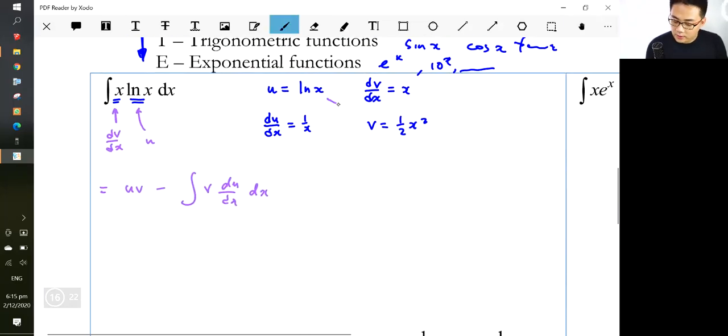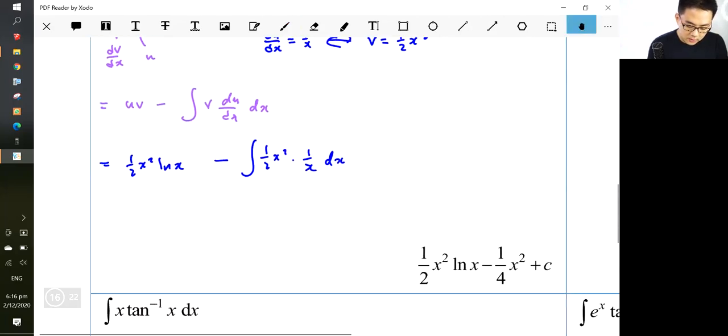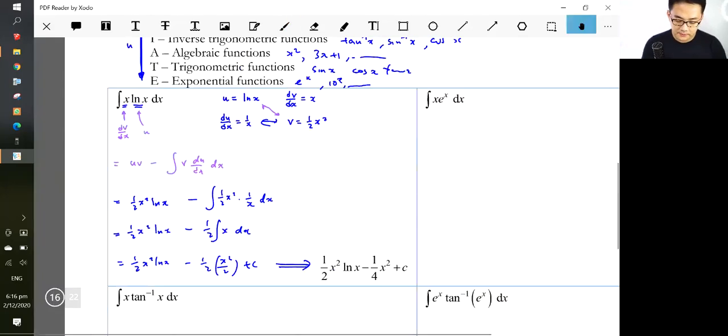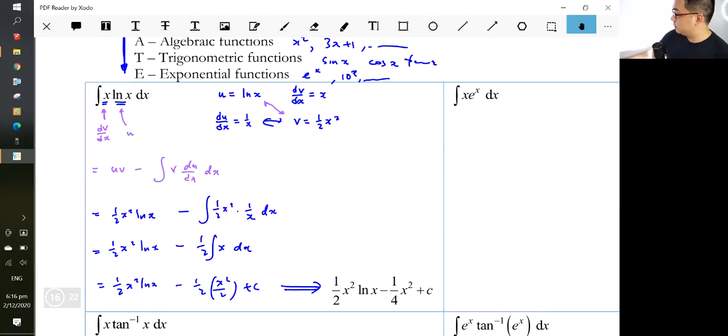Now, actually, what you do is just multiply uv. This one will be half x squared ln x minus the integral of v du dx. So this would just be half x squared ln x minus the integral of half x dx. So it's half. Ta-da! That's a good answer. Maybe I'll just write down the final answer.